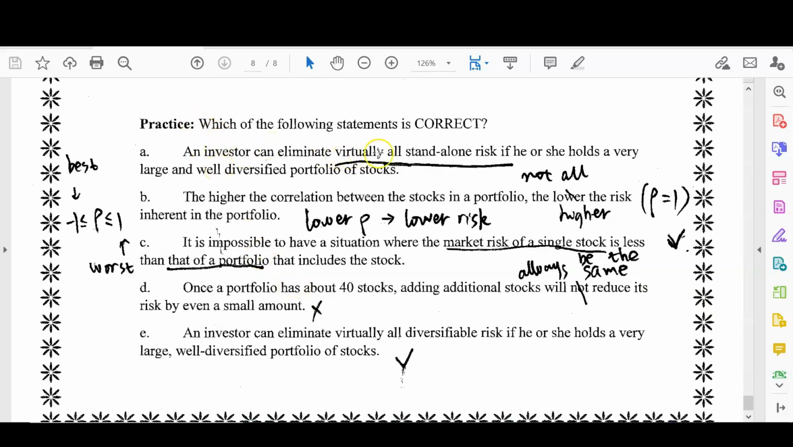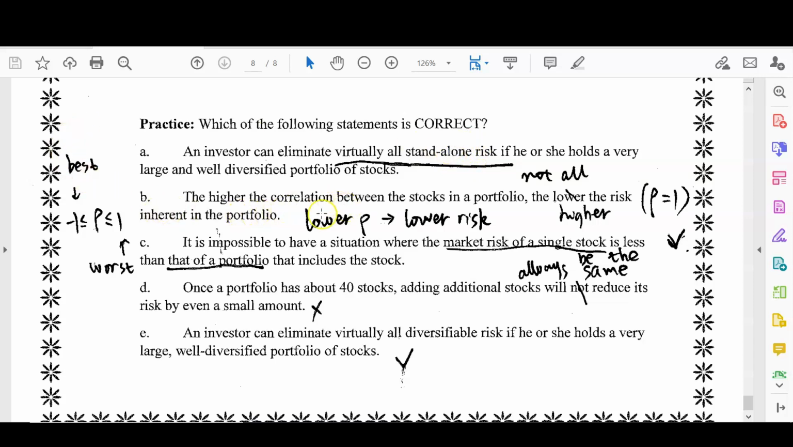Practice. Which of the following statements is correct? Option A, an investor can eliminate virtually all standalone risk if he or she holds a very large and well-diversified portfolio of stocks. This is not true because an investor cannot eliminate virtually all standalone risk. Okay, it can only eliminate diversifiable risk, but not the market risk. Not all of standalone risk, but just part of it could be diversified away.